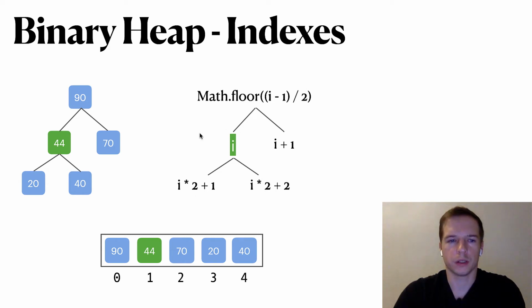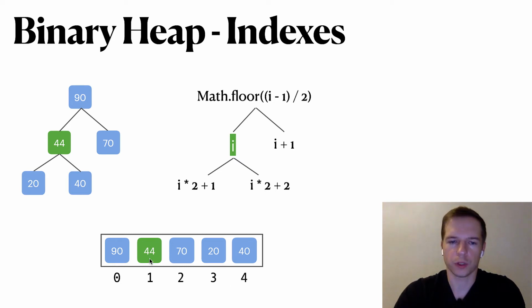So we're working with the element with the key 44, and it's i, like index, in the picture to the right. And if we want to find the left child, then we need to multiply this i by 2 and add 1. And if we want to find the right child, we do the same, but we add 2. So at the bottom you see an array that represents the same tree to the left but in the form of an array, and we have indexes from 0 to 4, and we can calculate that.